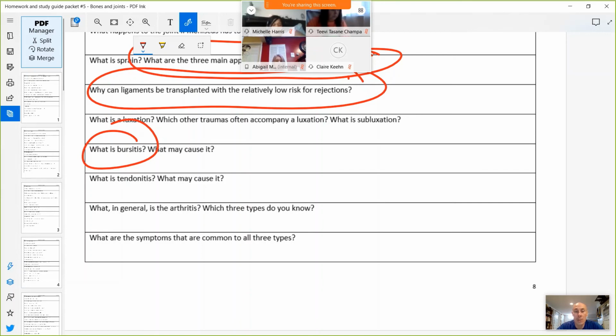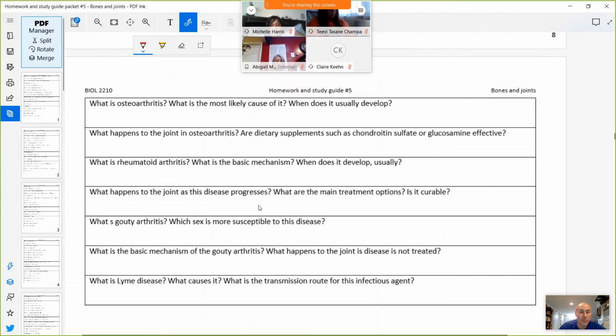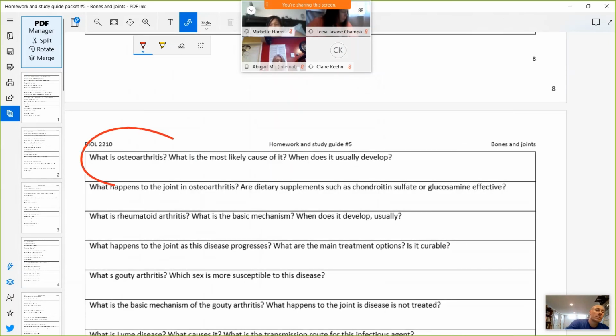Osteoarthritis. Wear and tear. Most likely cause is wear and tear. We just rub on the articular cartilage, it eventually degrades, and it usually develops in the elderly. Ends of the bone start to rub against each other, get inflamed, start to fuse with each other. So that's it, just wear and tear. Dietary supplements are not effective.